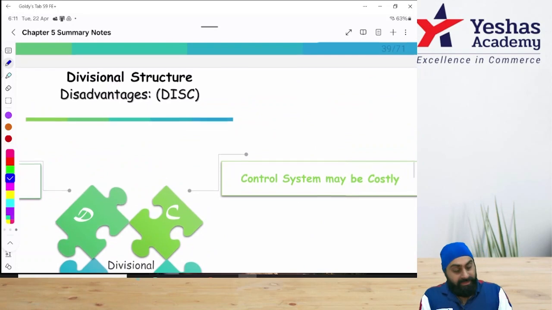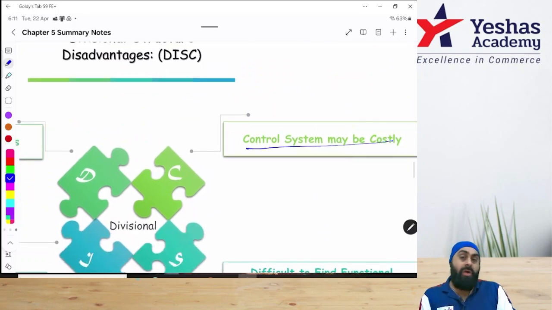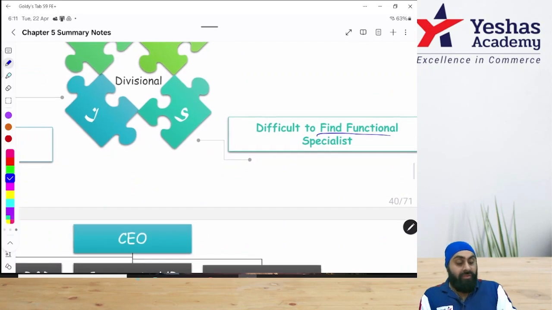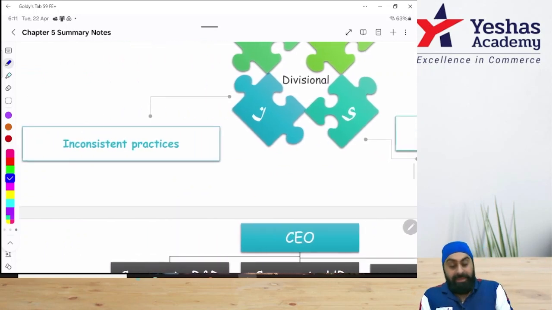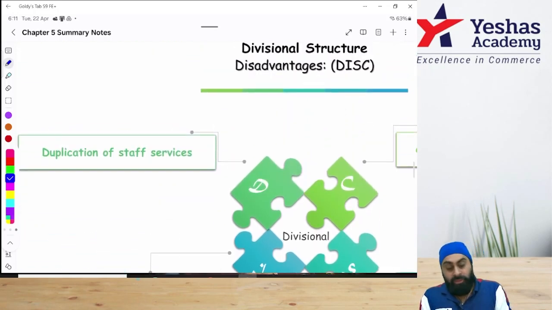However, disadvantages. To control all the divisions together is going to be a costly affair. You do not find a functional specialist. If you want an HR specialist in, let's say, Western Zone, you won't get it. So that is a problem as well. Inconsistency in practices: there are so many divisions and so many divisional managers, and everybody has their own style of working. Will there be discrepancies? Yes, there will be.